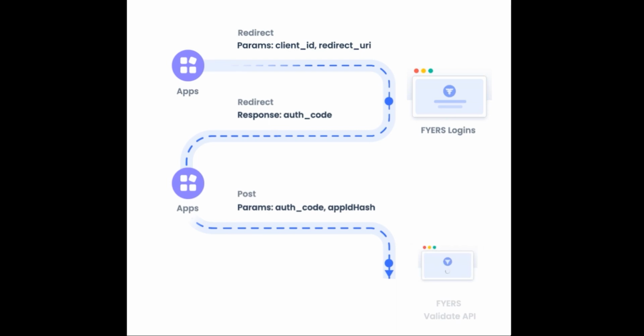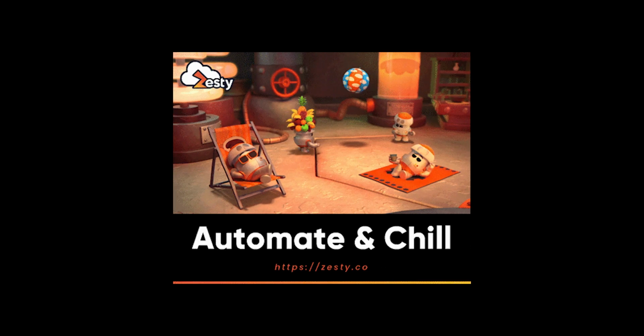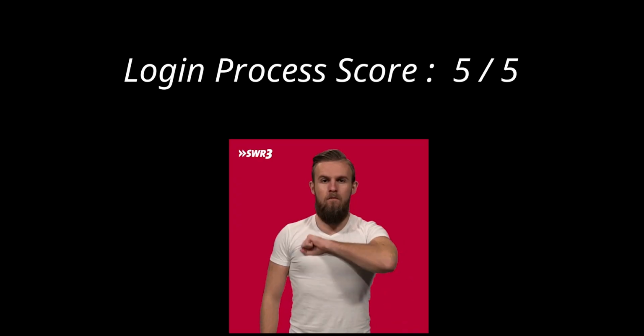After logging in, you'll get an auth code. Using this auth code and hashing of your app ID and API secret, you need to validate the API. After validating the API, you will get the access token. Since this entire process can be automated, I give it a solid 5 out of 5.